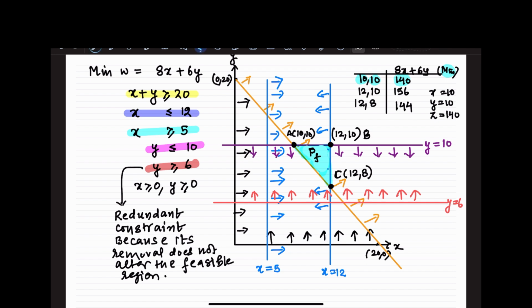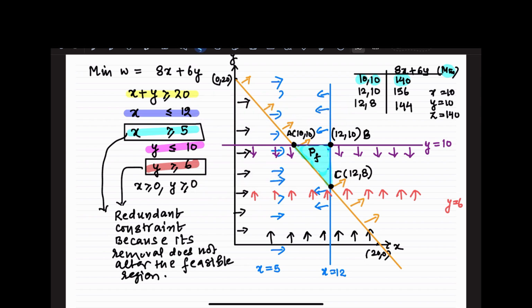Similarly, see this blue constraint. If you delete this constraint, the triangular region remains the same with those three vertices only. This blue constraint is x equals 5. So this constraint is also a redundant constraint. So these two constraints are redundant. If you remove them from your problem, the feasible region does not change. That means there was no need for these two constraints.